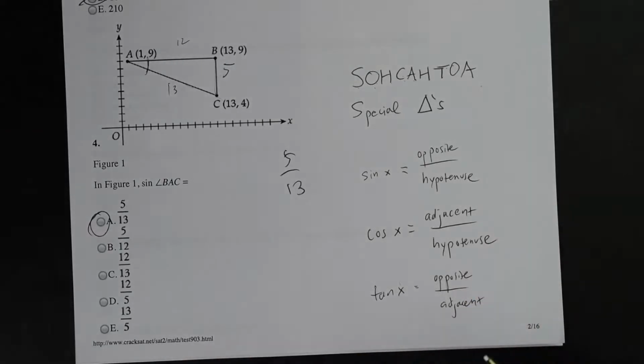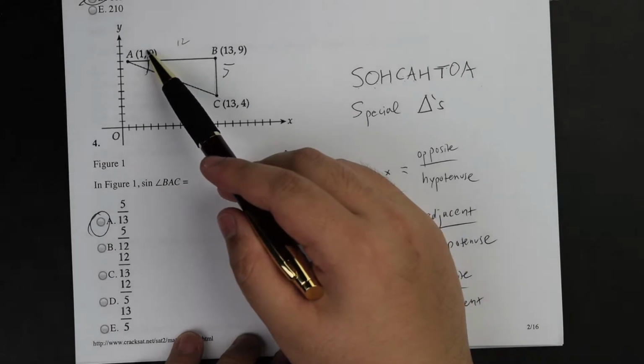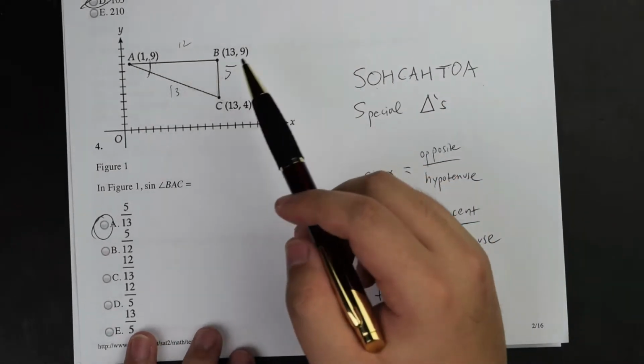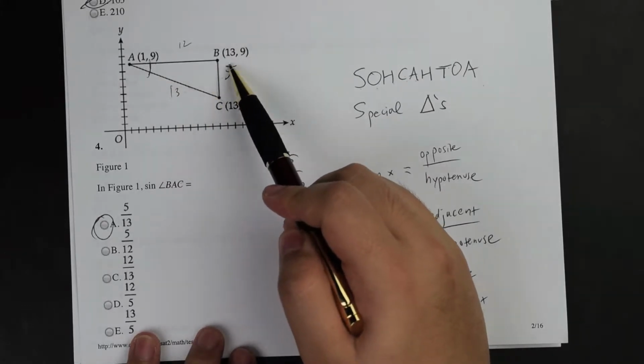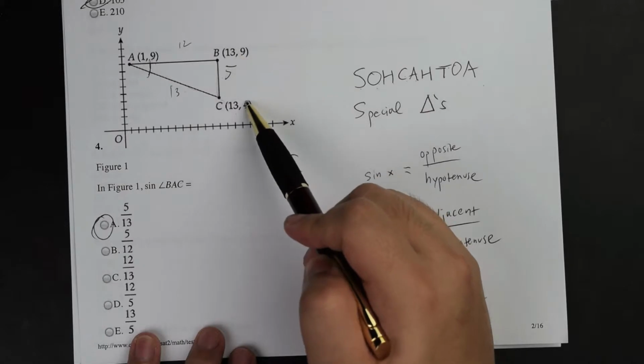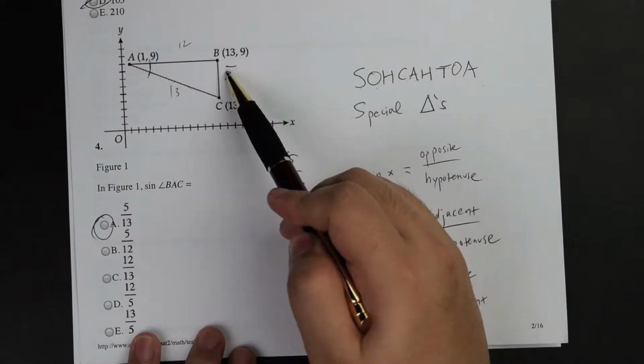For this question, I knew right off the bat, when it said BAC, that I was going to use this angle and then solve for the rest. I knew I needed these two sides. Using these points right here, the distance between 13.4 and 13.9 is the difference between the y coordinates, and right off I noticed it will be 5.